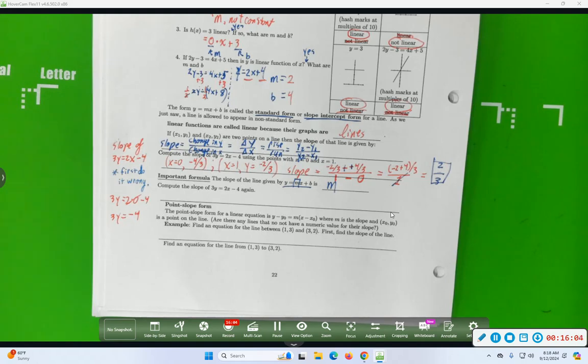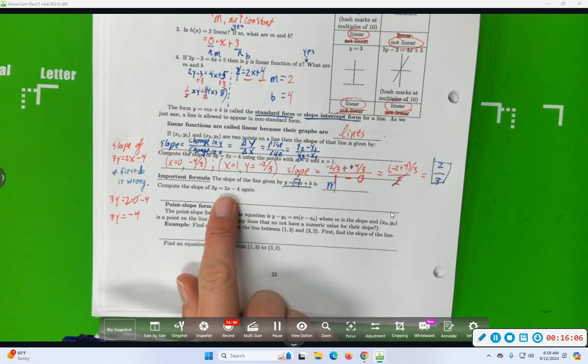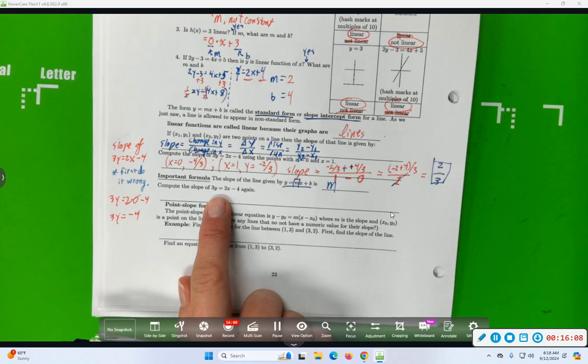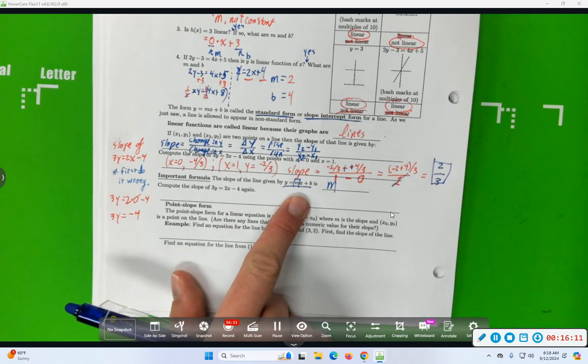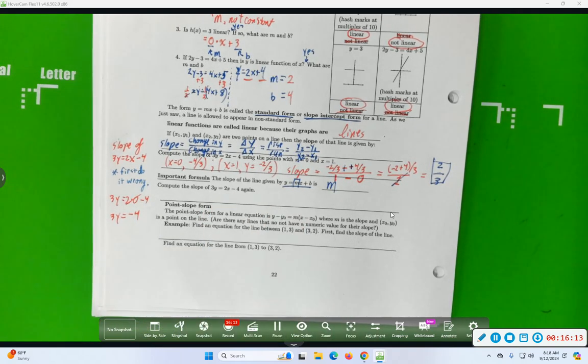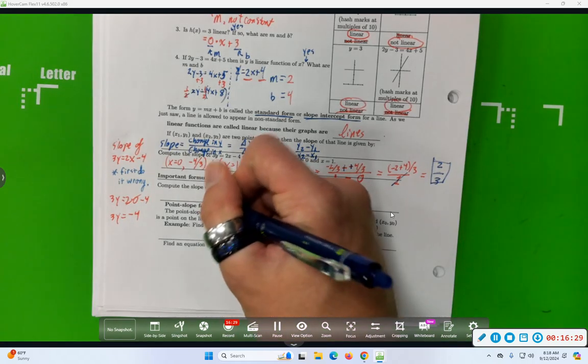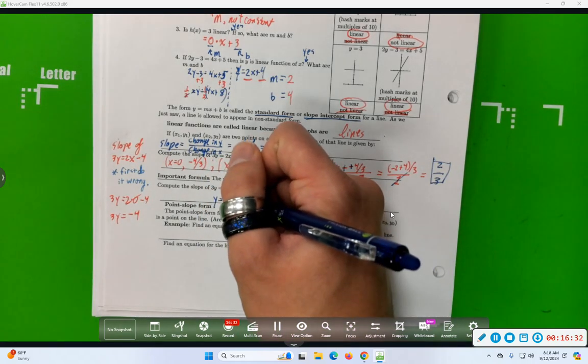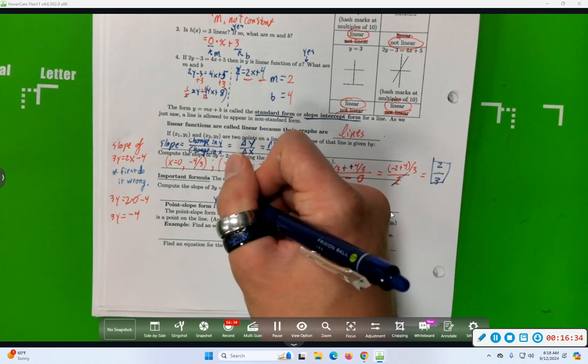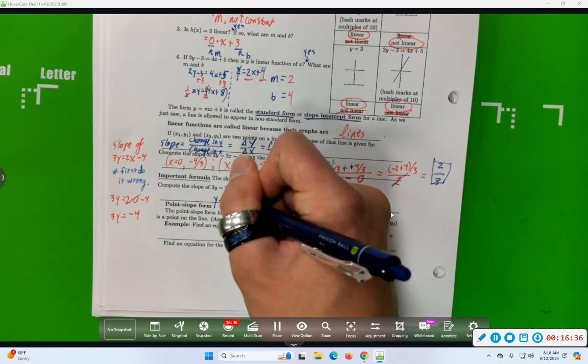So let's use that. Let's again compute the slope of this line by just trying to put it in that form. To put it in the form y equals mx plus b, I just need to get y on its own. So what should I do to get y on its own? Divide by 3. So y is equal to, I need to divide everything on the right-hand side by 3. So 2x minus 4 over 3.